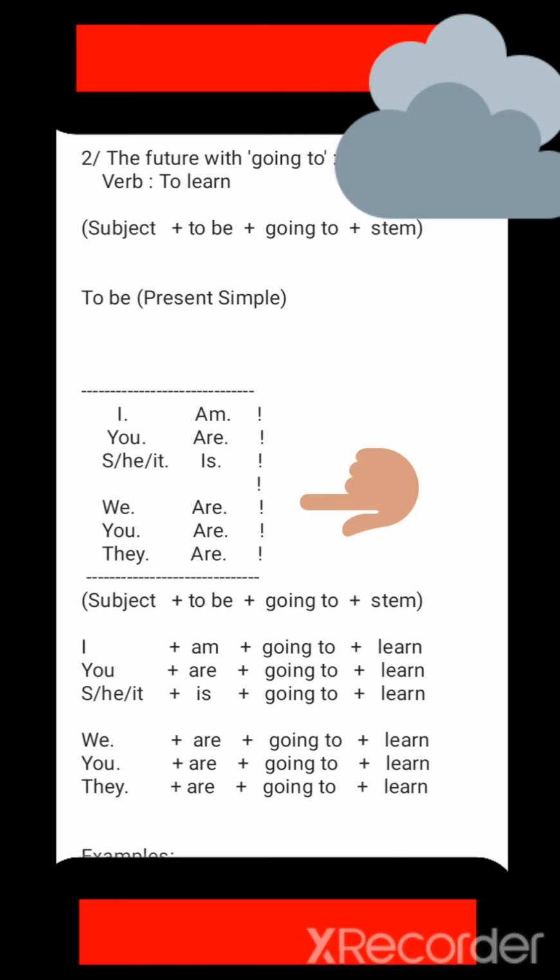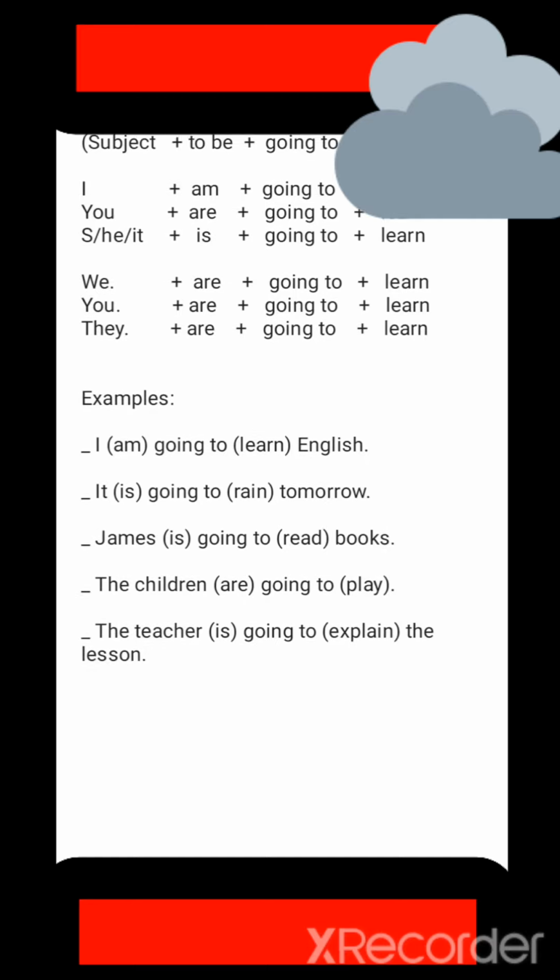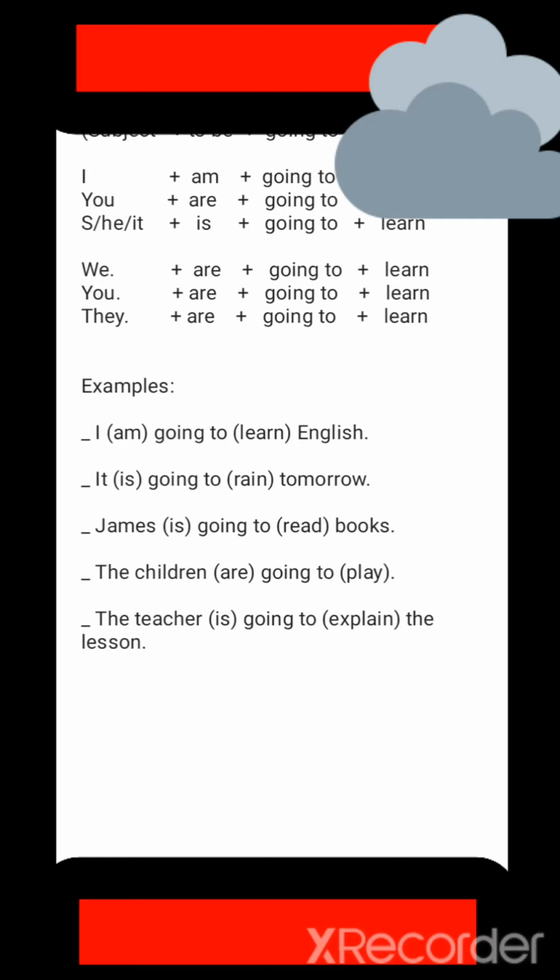Here is to be in the present simple. We have the pronouns. We say I am, you are, he or she or it is, we are, you are, and they are. When we conjugate the verb in the future with going to, we only have to conjugate the verb to be, because going to and the stem remain the same. Only the verb to be in the present simple changes accordingly with the pronouns. For example, we say I am going to learn, you are going to learn, and so on.